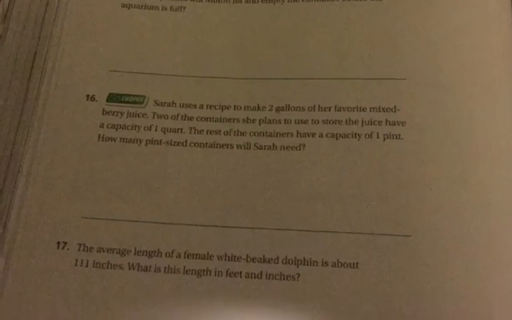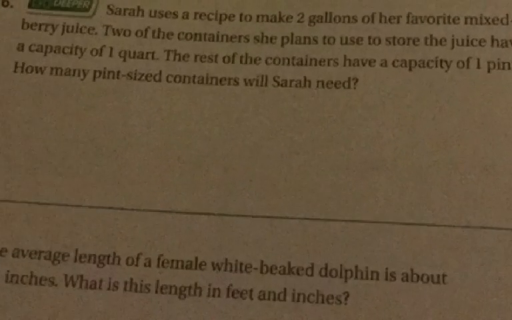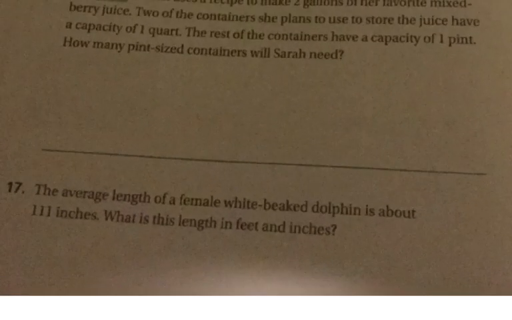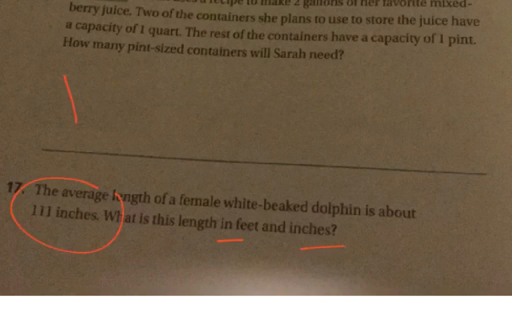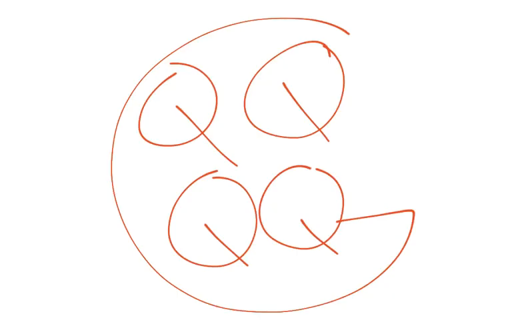That's number 17. The average length of a white-beaked dolphin is about 111 inches. What is that in feet and inches? So I'm changing 111 inches to feet and inches. So I know that there's 12 inches in a foot. So I'm going to divide 111 divided by 12.